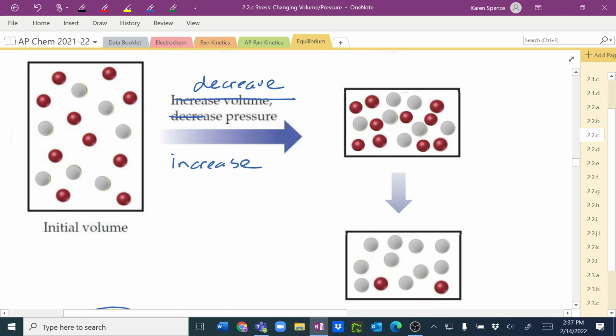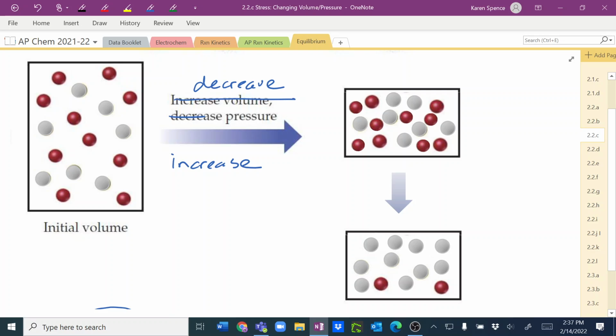Here we have some molecules happily spread out. Yes? Now they are squished. That is their stress. How are they going to unstress themselves? They're going to shift to the side with fewer molecules so they have more space again. So if we increase the pressure, the system is going to shift so that the overall pressure will decrease.